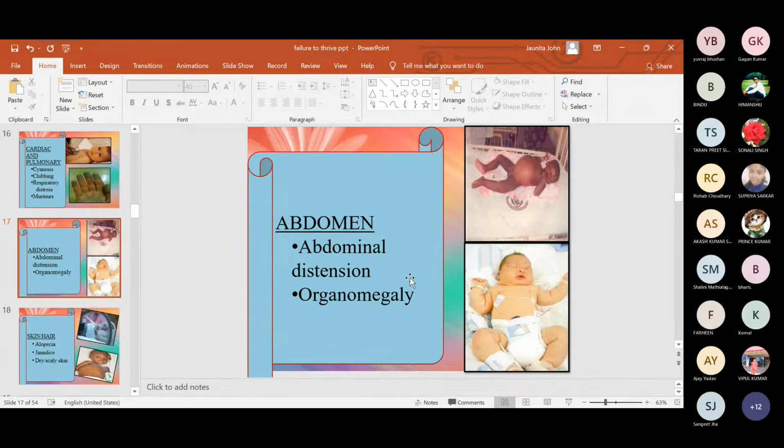Next is abdomen. Abdomen will be distended and organomegaly will be present. This organomegaly, as I told, is any enlargement of any organ. It can be liver, it can be spleen, it can be any lymph area. Abdominal distension. Distension is what? Bloating or swelling in the abdomen area. In the very first picture you can see abdominal distension, which shows a bloated belly or abdomen, or else swelling in the abdomen, you can say.